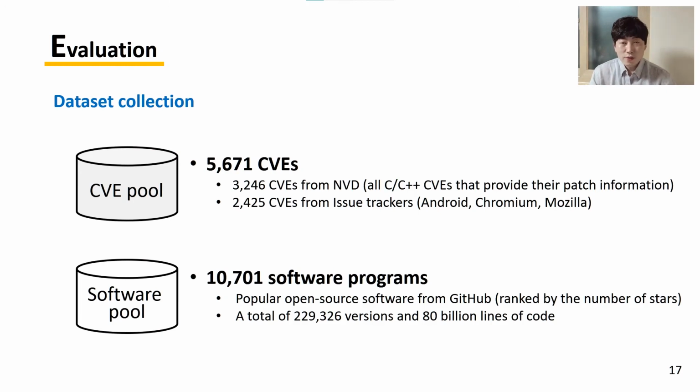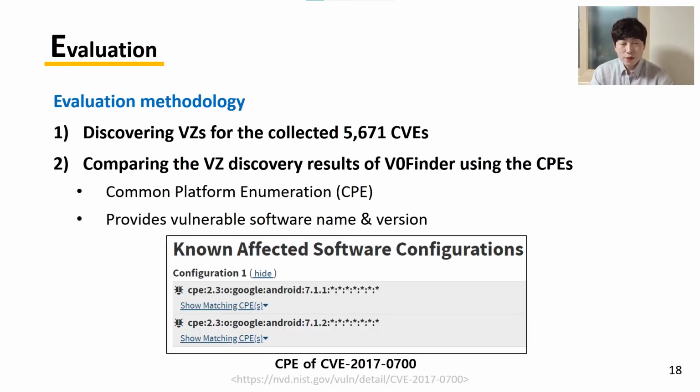To evaluate V0Finder, we collected more than 5,000 CVEs from MVD and issue trackers, and also collected more than 10,000 popular open source software from GitHub. We applied V0Finder to discover VZs for the collected CVEs, and then compared the discovery result using the CPE provided by the MVD, which contains the vulnerable software name and its version information of a vulnerability.